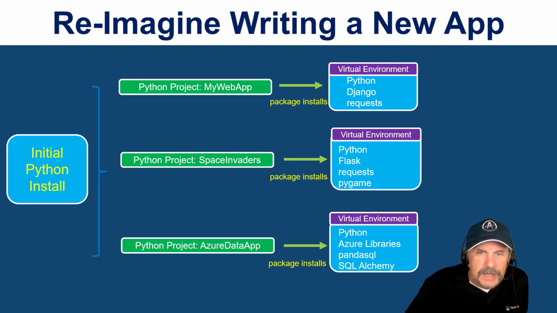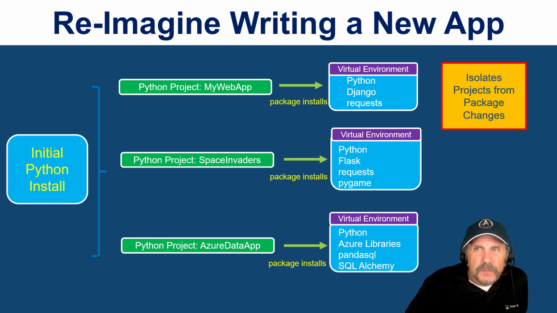Then we do our Azure Data app. And again, we create a virtual environment and install everything we need into the virtual environment. And mind you, if you look at this, it also includes the Python version it needs. So these could have actually different Python versions. So this isolates projects from package changes. In other words, when we install different versions of our package libraries, not a problem because they're isolated and we won't break other projects.